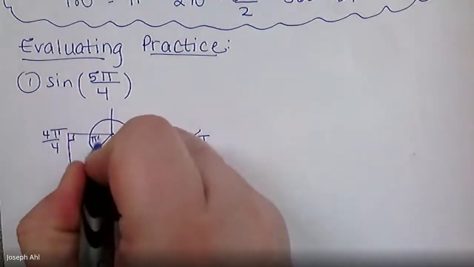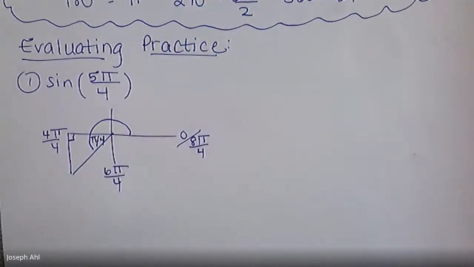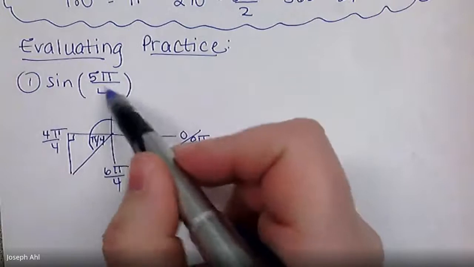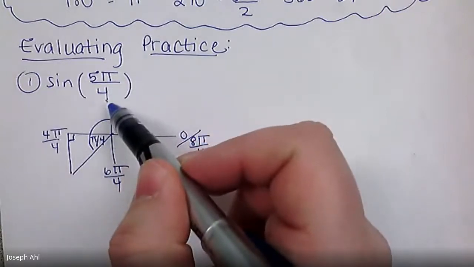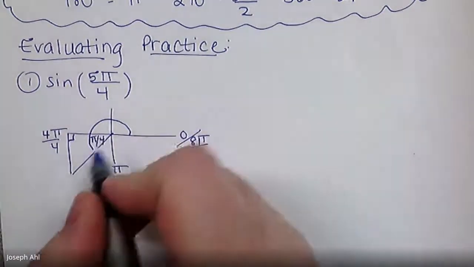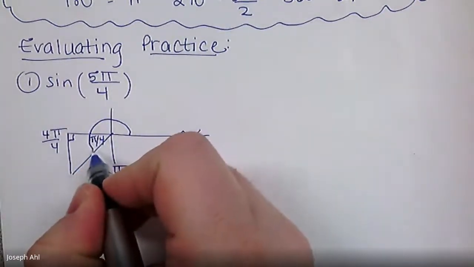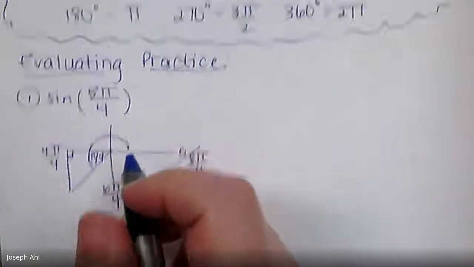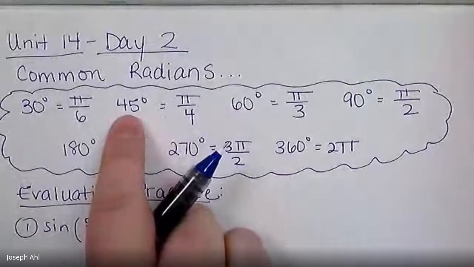In fact, I know the reference angle is pi over 4. And that's the nice thing about using radians: the reference angle will always have the same denominator as the original angle that you're sketching. So if this reference angle is pi over 4, what is that in degrees, real quick, just so I know how to label the triangle? Oh, well, pi over 4 is 45 degrees.